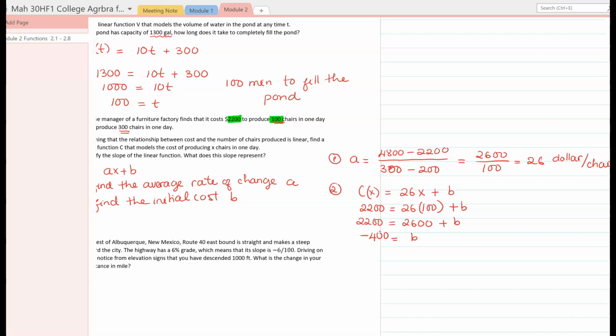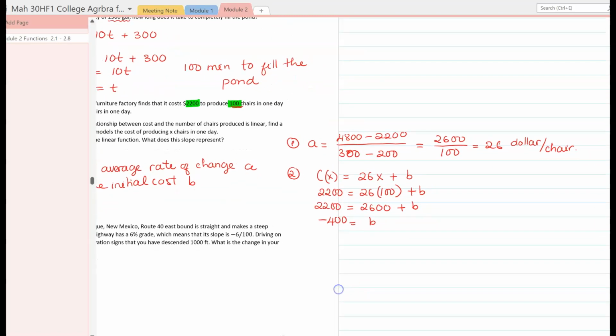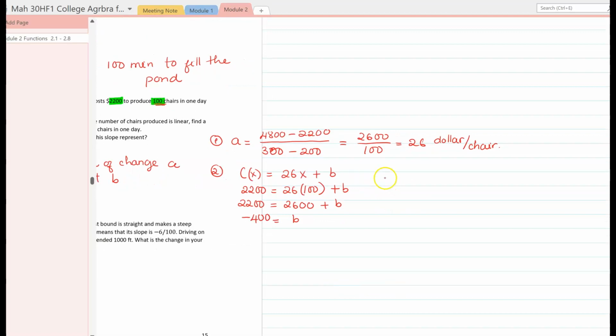It makes sense, right? The initial cost, if you don't produce any chairs at all, then you lose money. You don't sell chairs, so you lose money here. So then the function, the cost to produce chairs, is equal to 26x minus 400. So this is part A.